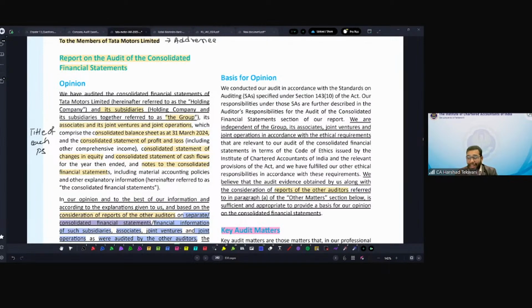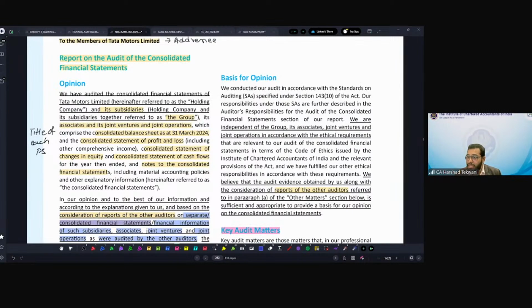Come on. Very important question, guys. Based on the CFS as a whole, apart from this, is there any other source for the key audit matters? Can I consider key audit matters that are reported by other auditors in their audit report?